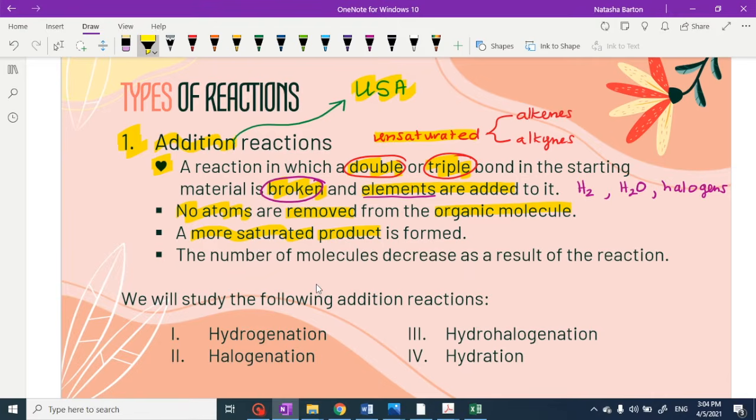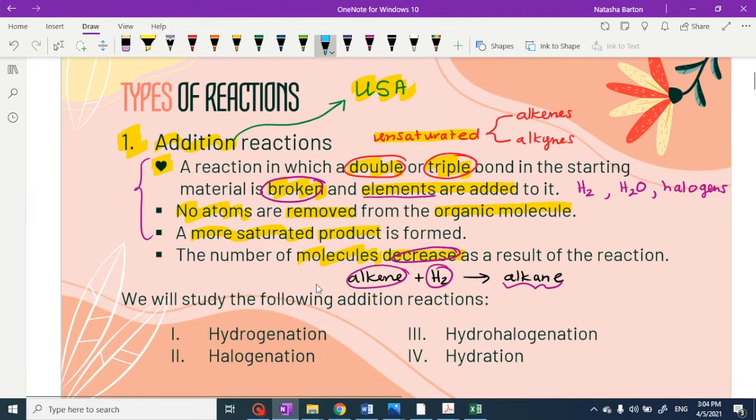What you're going to notice is that the number of molecules is going to decrease as a result of this reaction. You might have some alkene reacting with H2 gas, and in the end you are going to end up with an alkane. In the beginning, we have two types of molecules, and in the end, we only have one type of molecule. That's what they mean when they say the number of molecules decreases as a result of the reaction. And these are all just pointers to help you to identify an addition reaction.